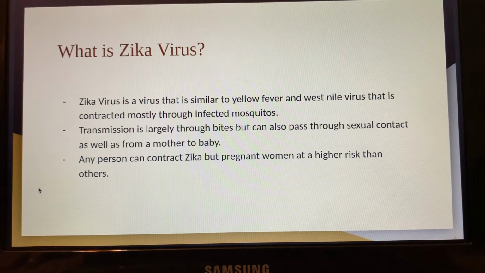Okay, so the first question would obviously be, what is the Zika virus? The Zika virus is a virus that is similar to yellow fever and West Nile virus, and it's mostly contracted through infected mosquitoes. So you're mostly going to get that through mosquito bites, but it can also be passed through sexual contact as well as from a mother to a baby through the placenta. The mother can get this from, say, the spouse, and then it can be passed down to the child. Any person can contract Zika, but pregnant women are at a higher risk due to the harm that it will pass to the baby.